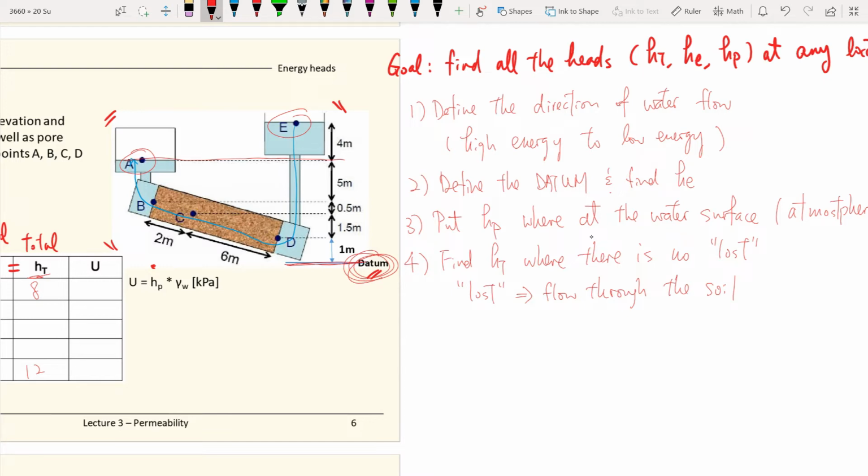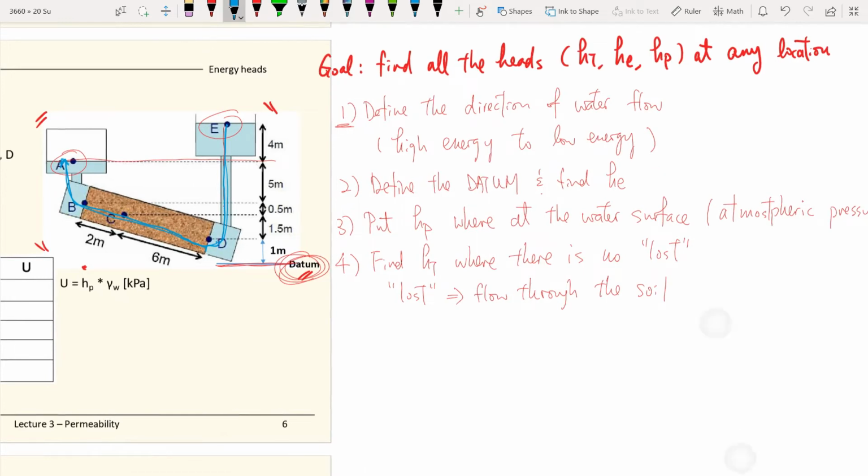So what I mean here is, remember in procedure number 1, we defined the waterfall, which goes from point E to point D, to point C, to point B, and eventually you hit point A. So that is the waterfall. Now, looking at this water path from point E to point D, there's no loss because it doesn't go through the soil.